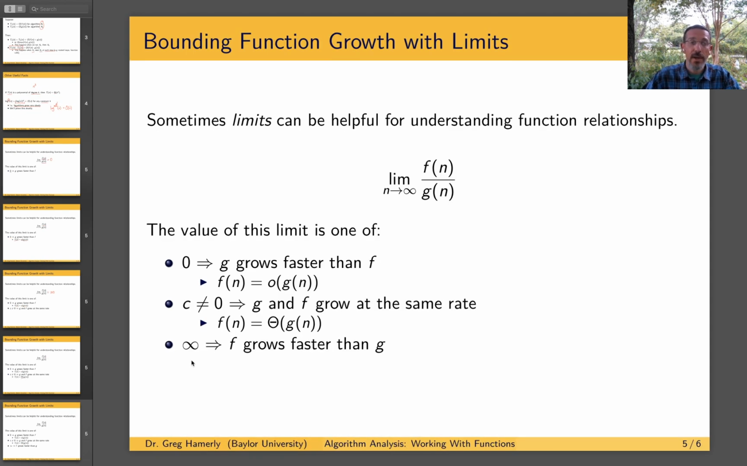And the third category is that this limit goes to infinity. So f over g goes to infinity, which means that f is getting large more quickly than g is getting large, and f is growing faster than g. Okay, and in that case, we just reverse what we set up here. We can say g of n is equal to little o of f of n. F of n is growing strictly faster than g of n. Okay, so limits help us there if we can take the limit.